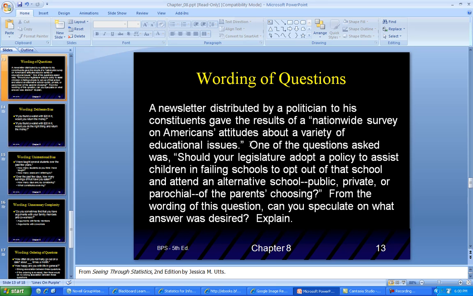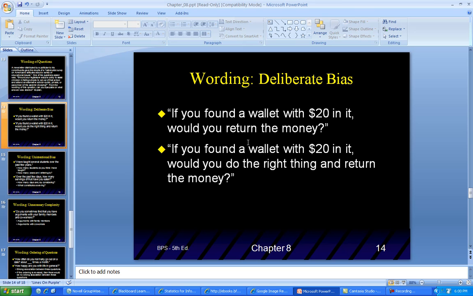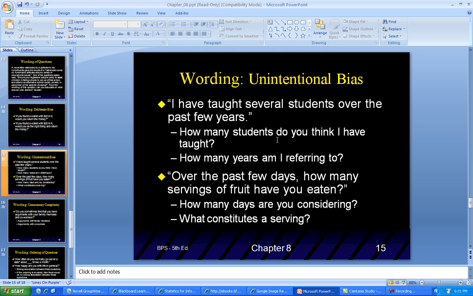Like, when did you stop beating up your wife? Is a very famous one. You can say I didn't, or I don't, or I haven't, I've never, and so that could be a biased answer. Look at reporters, especially sports reporters, when they ask questions. There's a lot of bias to it, and deliberate bias. If you find a wallet with $20, would you return the money? Or if you find a wallet with $20 in it, would you do the right thing and return the money? You can see that's a biased question right there.